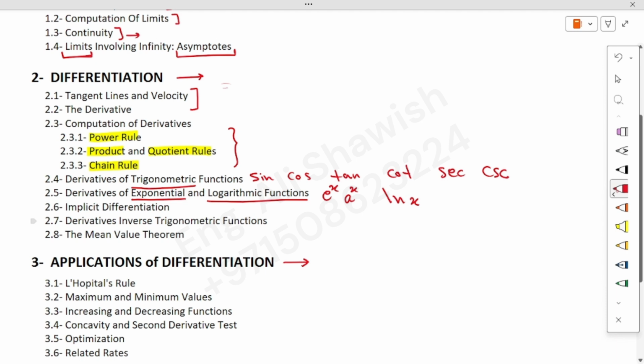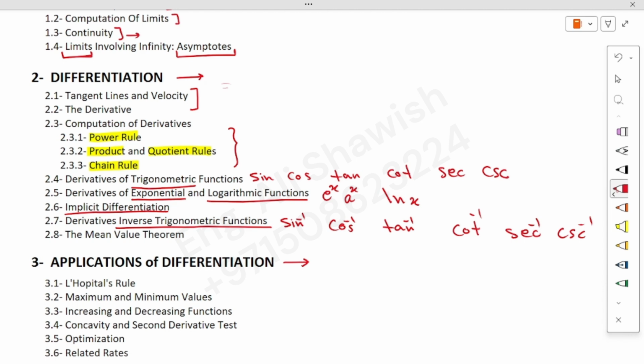The next lesson will be the implicit differentiation, which is a new concept for you. And then we will find the derivative for the inverse trigonometric functions, which are the same functions that I mentioned before, but with inverse. So sine inverse, cosine inverse, tan inverse, cotangent inverse, sec inverse, and cosec inverse. These are the inverse trigonometric functions. And then the last lesson we will study the mean value theorem.